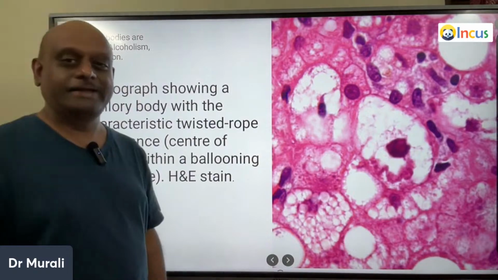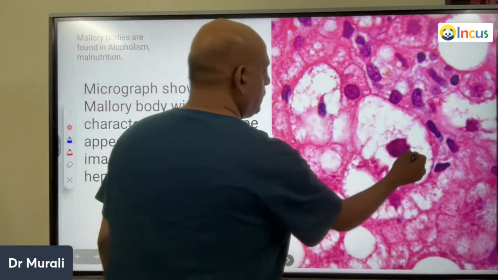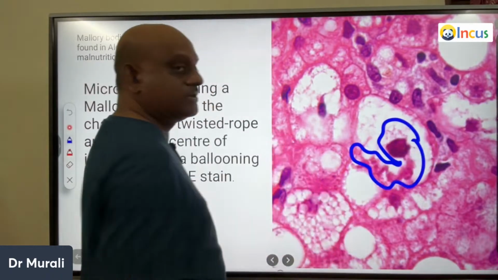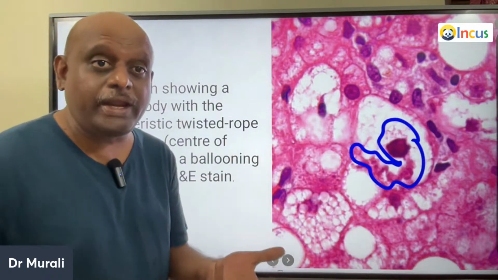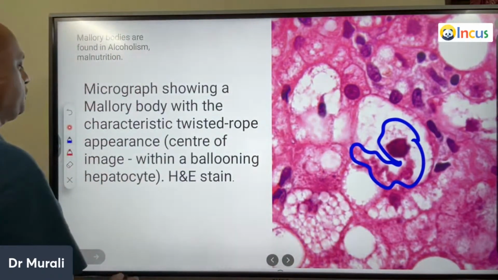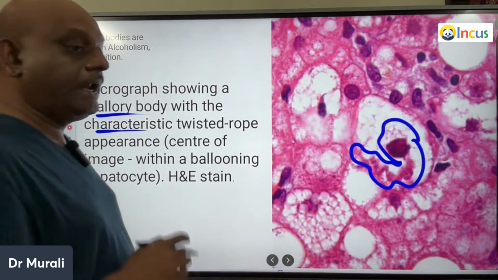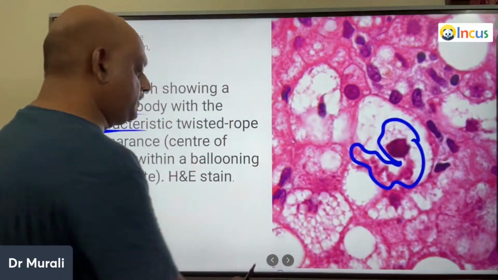Then what are these? These are called Mallory bodies. This is also called a bent rope-like appearance. The Mallory body, histologically, which you should know, is typically present in alcoholism and malnutrition, is what you should understand.